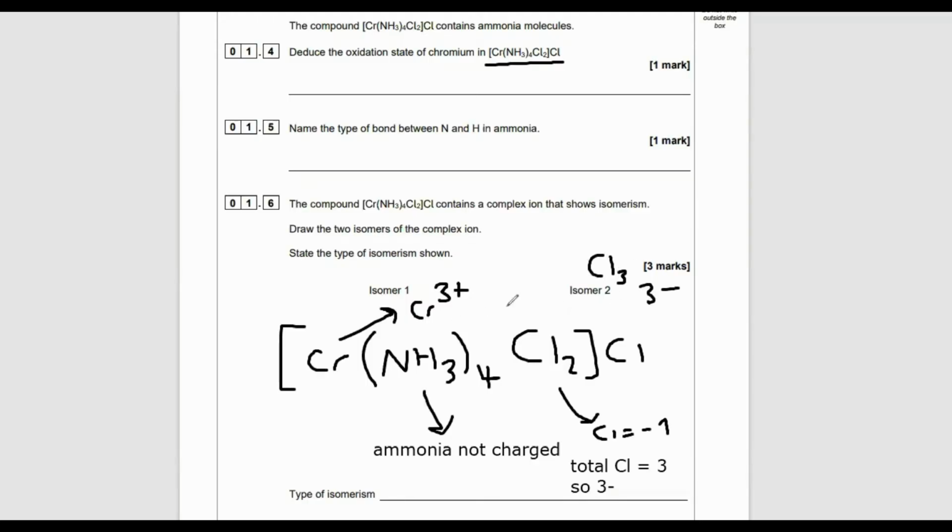We don't need to worry about ammonia when it's a ligand, or water as a ligand, however you want to say it. They don't have a charge. Okay, cool. So the oxidation state of the chromium is +3.